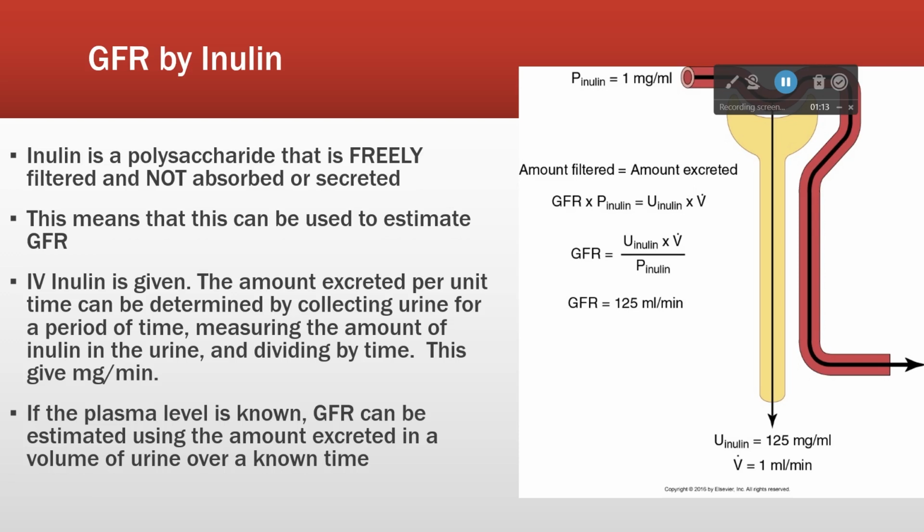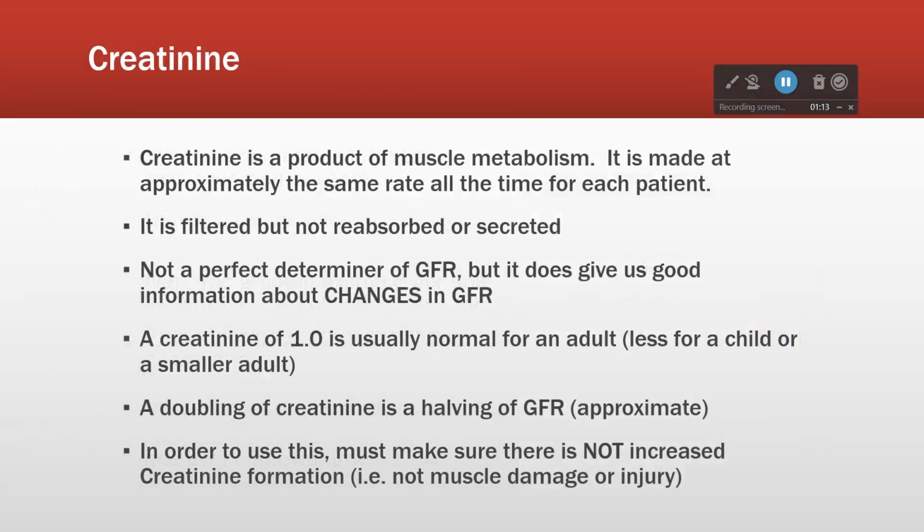We can take the amount of inulin that appeared in the urine over the time it took to appear there, and we can identify glomerular filtration. So this is the best way to test glomerular filtration rate. The downside is you have to put an IV in, have the patient collect their urine for 24 hours, and then do the math. So we will do this if we need to, but usually we just use creatinine as kind of a fill-in for this.